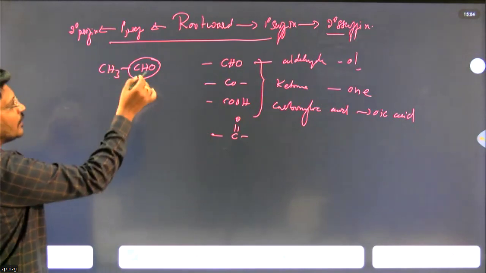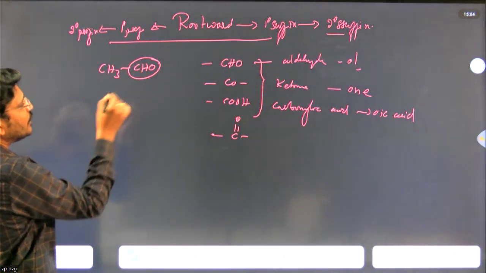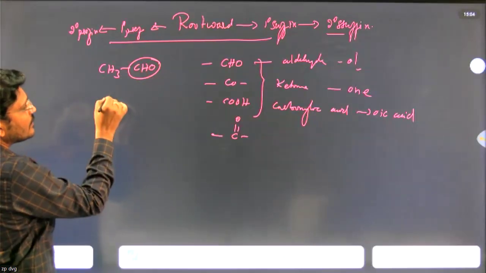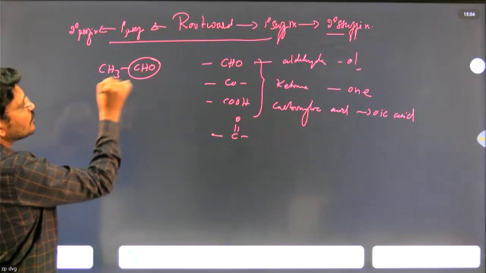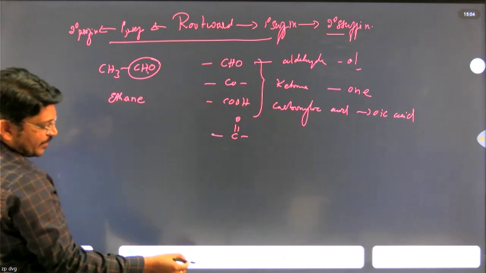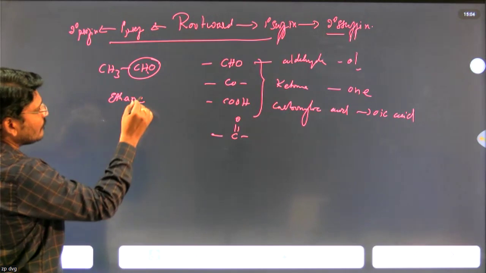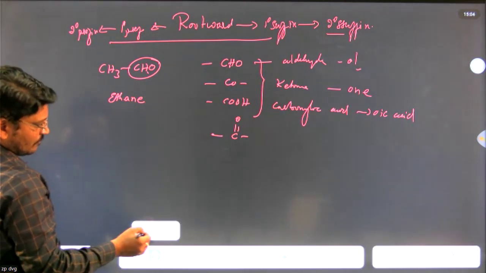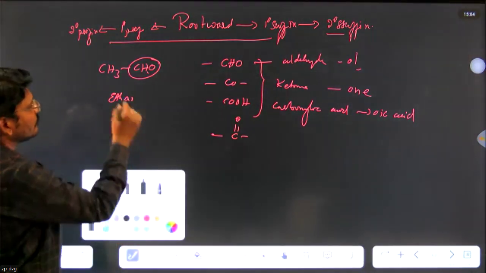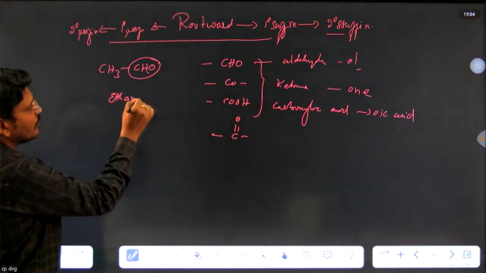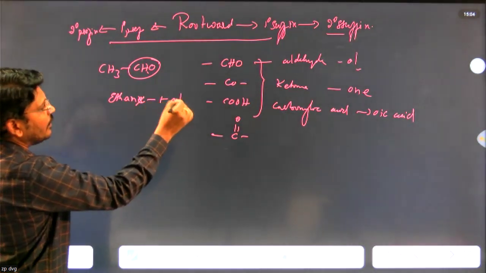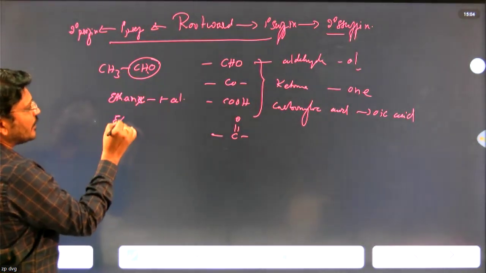So let us start with this particular compound, CH3CHO. What is the name of this compound? Two carbon atoms are there, so the root word is taken as eth. It contains a single bond, that's why we have to write ANE, and the E should be cancelled here. Ethane, E cancelled, then finally we write Al. So the name of this compound is ethanal.